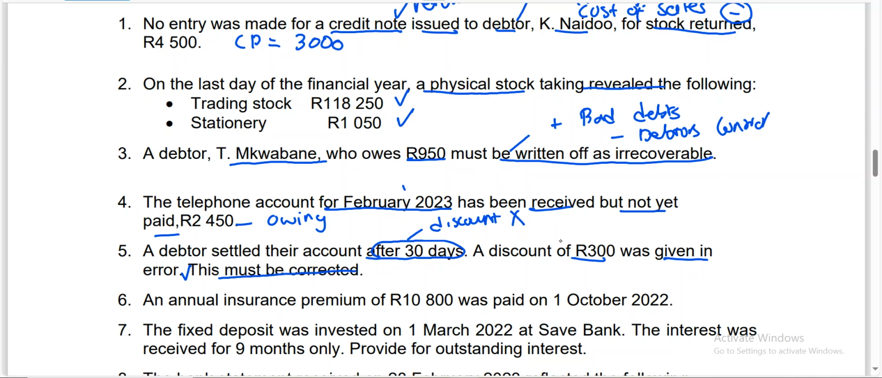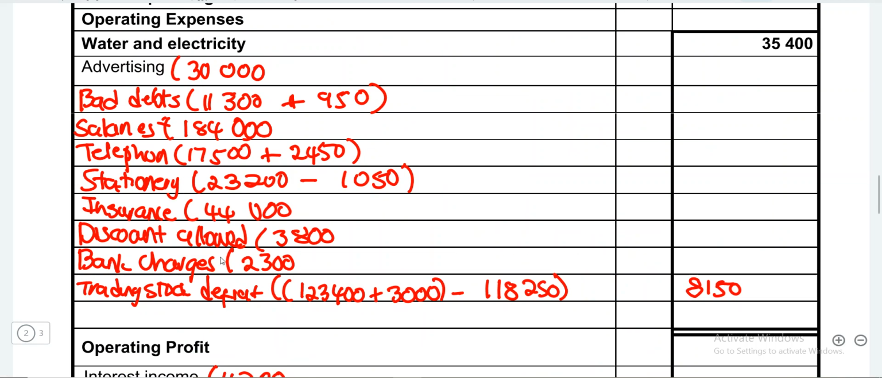Now when you cancel the discount, you are going to minus in your discount allowed, and then you are going to plus in your debtors control. Okay, but in this case we are not doing balance sheet, so we are only focusing on the income statement. So it means that we are going to go to our discount allowed and say minus that 300 because we are canceling the discount.